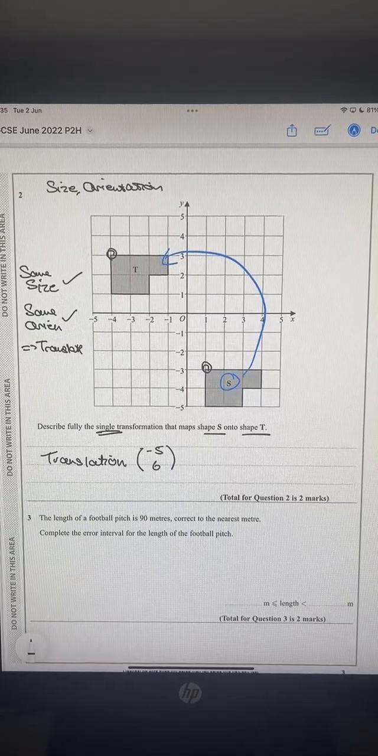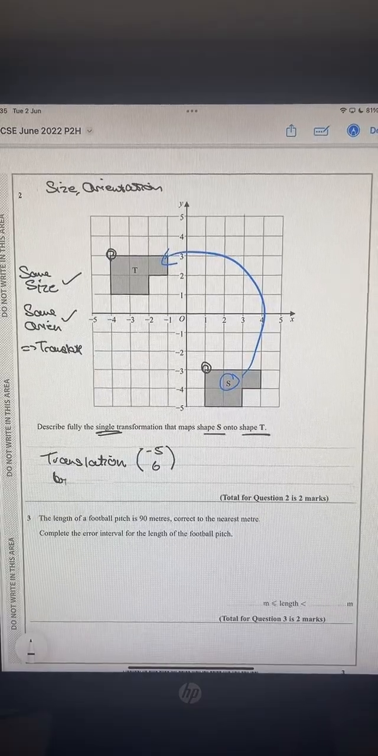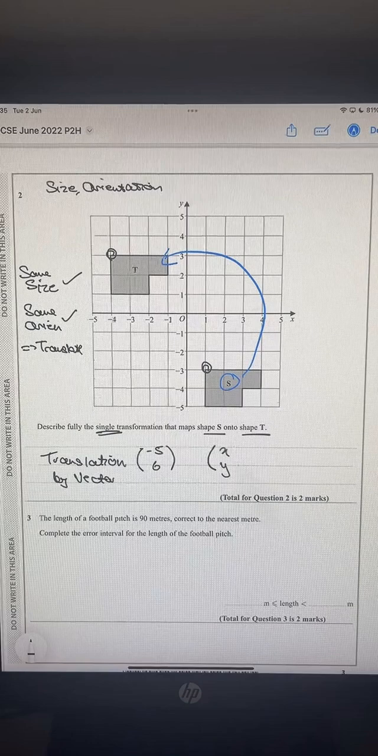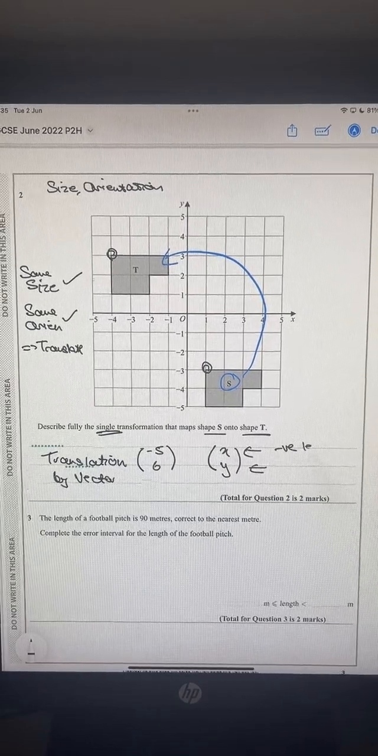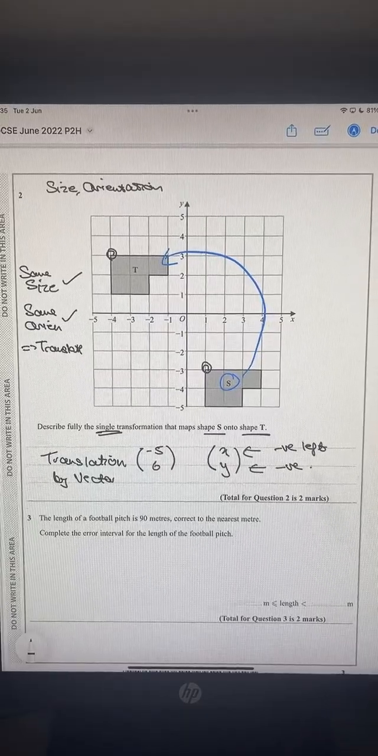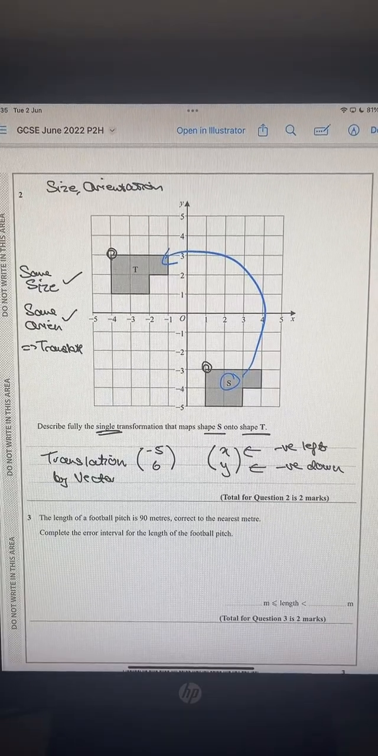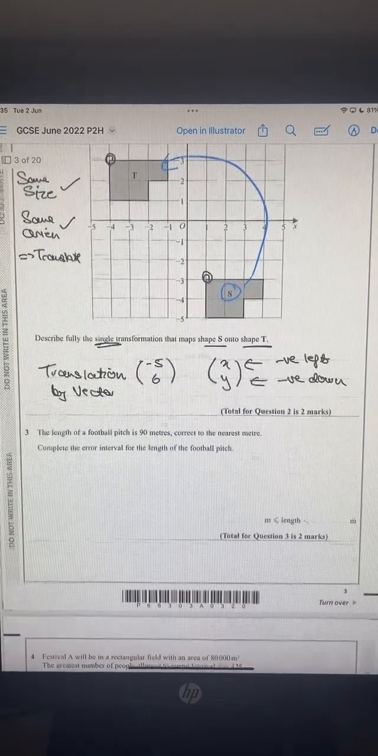I appreciate it. So yeah, this is the answer, translation by a vector of -5, 6, because remember the top is the x part and the bottom is the y part. If it's negative, then that means left, and if it's negative on the bottom, that means down, and if it's positive, it means right and up correspondingly. Okay, so nice little translations transformation question. Not too bad so far.